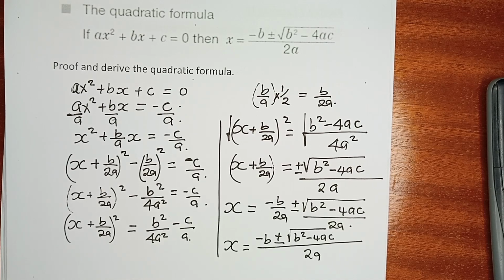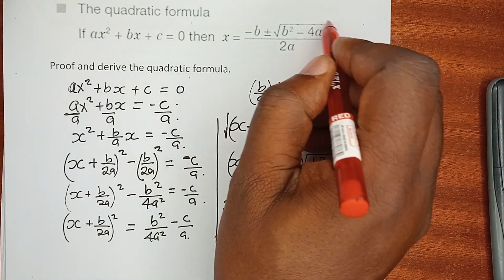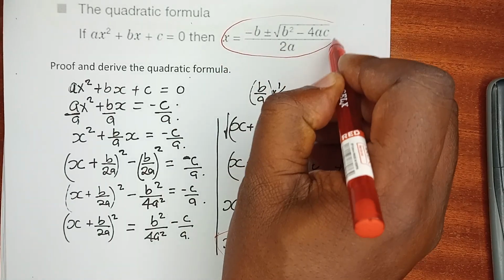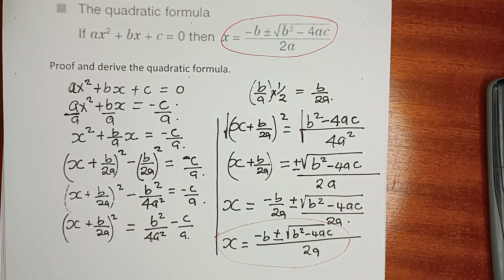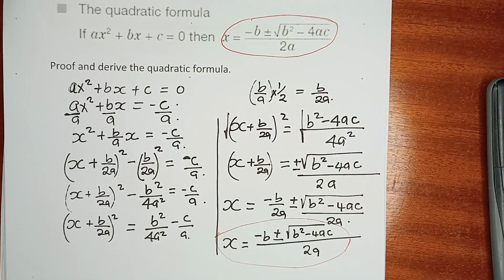So we can all agree that we have now attained the quadratic formula, which is to be used to solve all quadratic equations. As you can see, this is our quadratic formula which we were to show, and it is here, hence shown. That is easily how we can derive the quadratic formula.